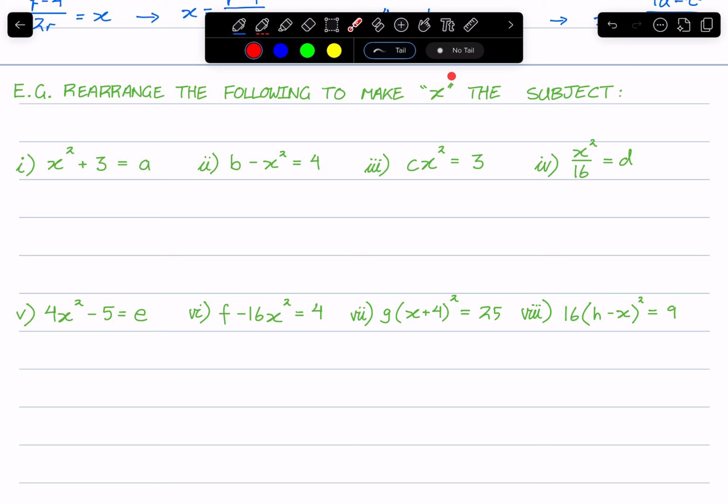In this set of videos, we are still making x the subject, so just be mindful in questions where it might be a completely different letter. In this set of 8 examples, we're going to look at these examples that have an x squared instead. Okay, so here we go.